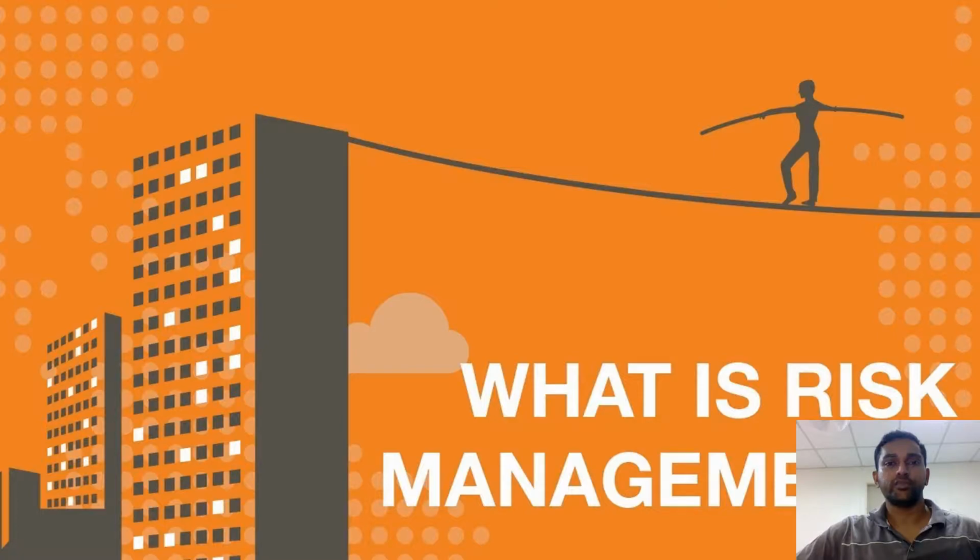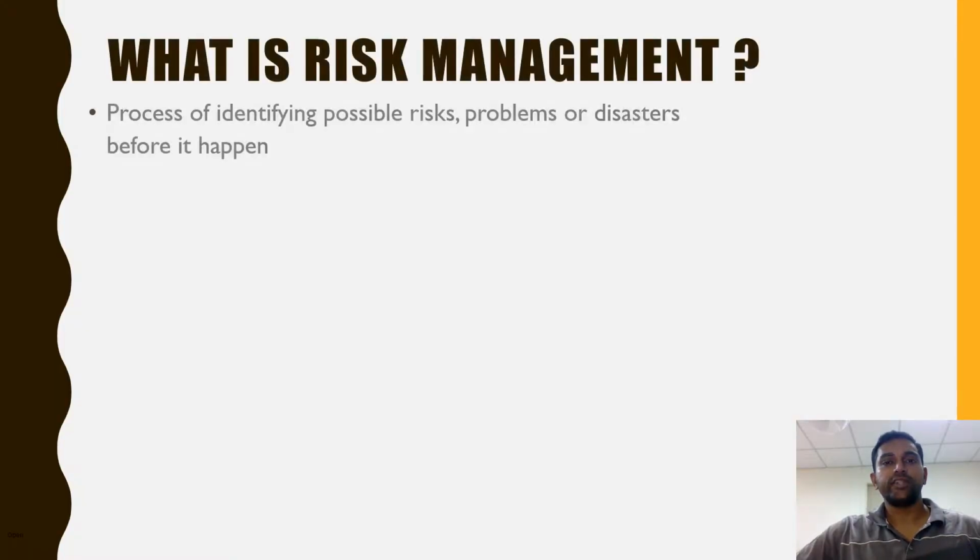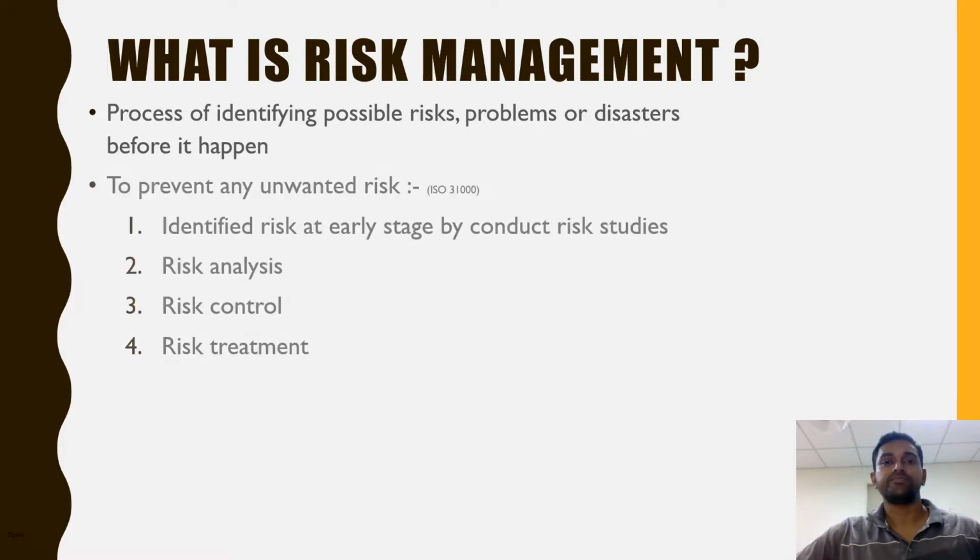What is risk management? Risk management is a process of identifying a problem, risk or disaster before it happens. So basically we are forecasting that something bad could happen to our organization by conducting several studies, and then we prevent it from the early stage. That is mainly about risk management.